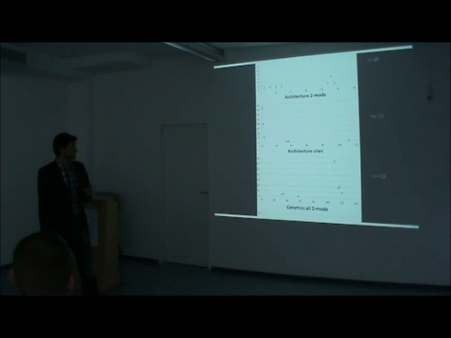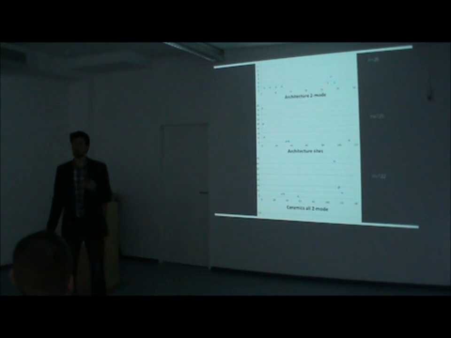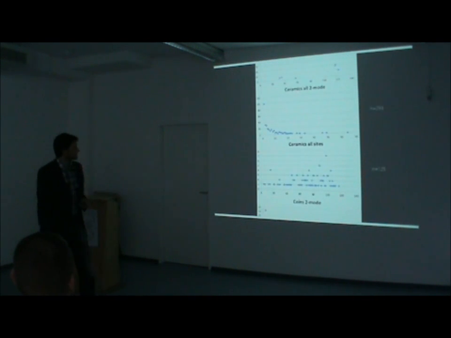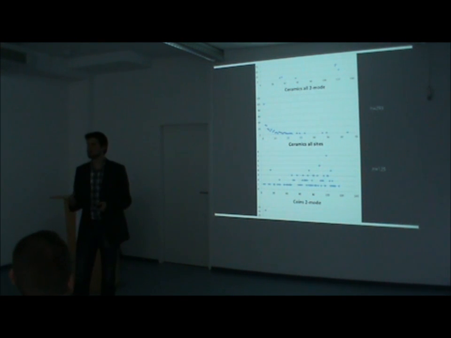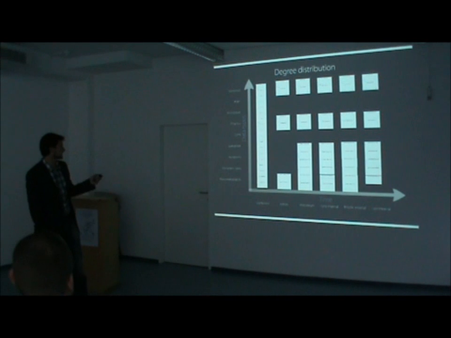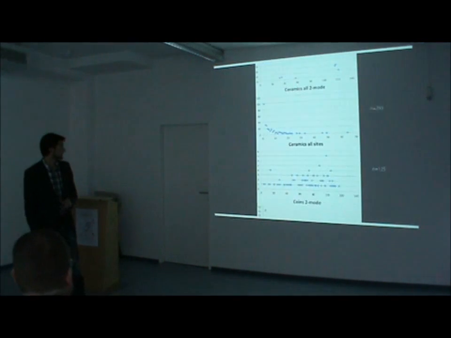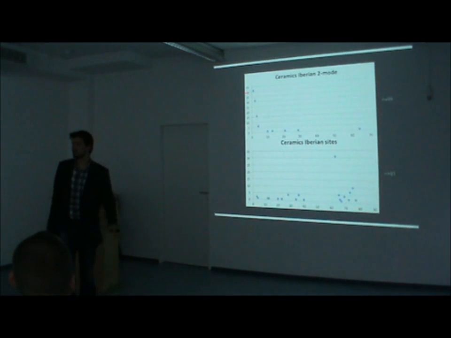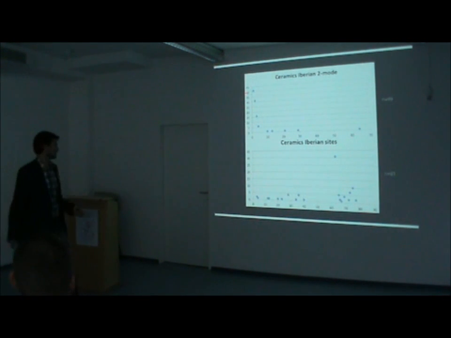For architecture, we get a very similar pattern. Again, a lot of sites being related to a lot of other sites, and that's because every site has bricks. For ceramics, we get a more interesting pattern, though, a larger diversity in terms of the number of relationships of sites. So I think this is something worth exploring. I'll have a look at the degree distribution for ceramics in the Iberian and the Republican times now.